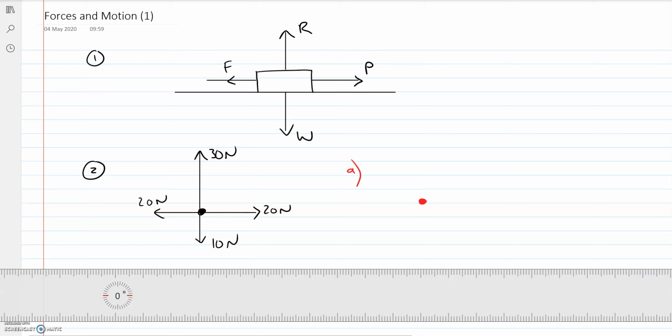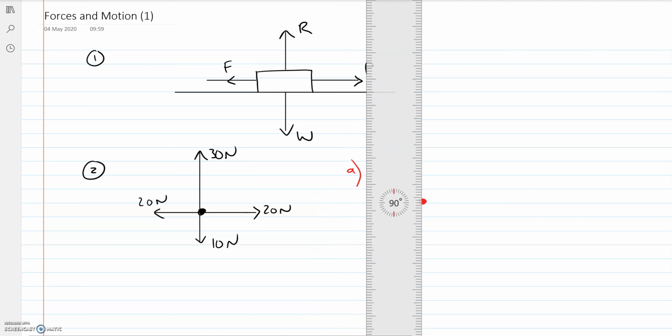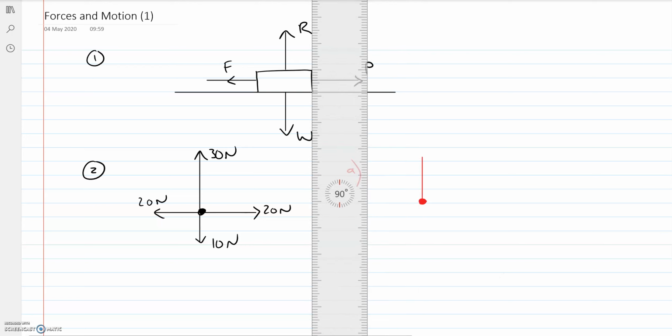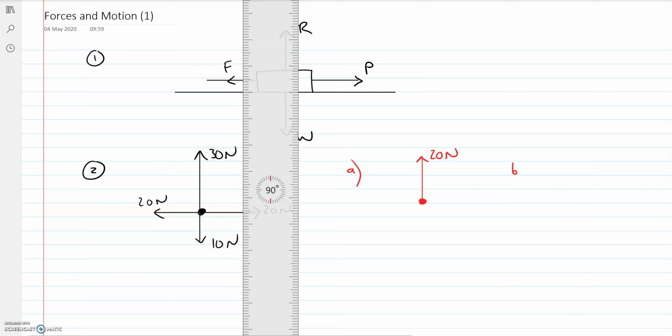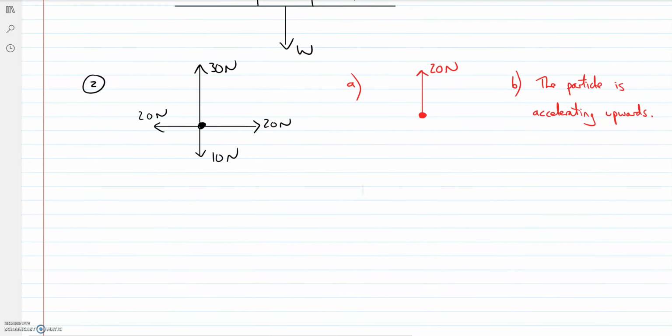So our resultant force will be 20 newtons upwards, because 30 upwards, 10 down. So 30 minus 10. We'll have a 20 newton force acting upwards on our particle. So that's our diagram. Part B, describe the motion of the particle. Well, if there's a force acting upwards, then the particle is accelerating upwards. And that's its motion. We'll come on to more about acceleration and mass later on in this topic as well. So there's question 2.